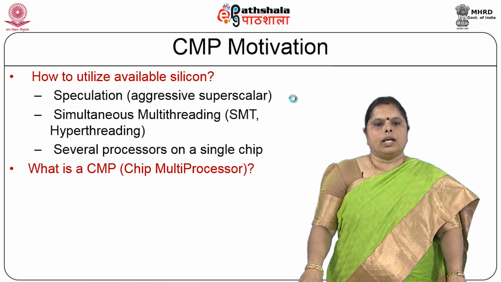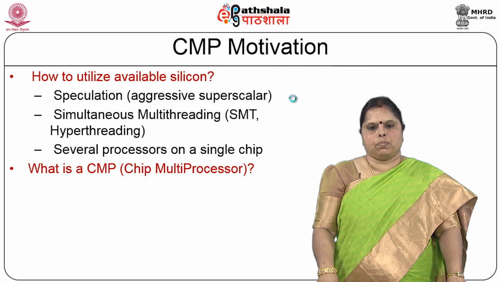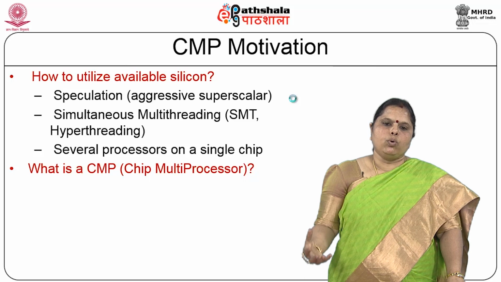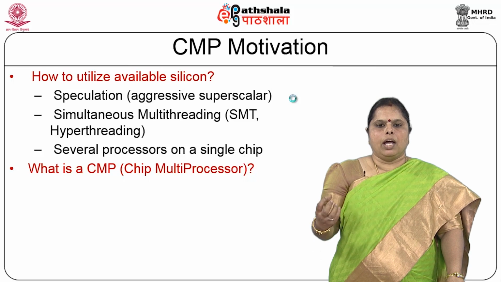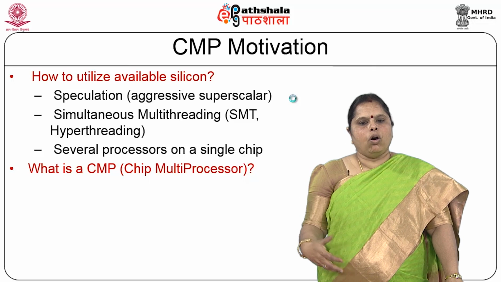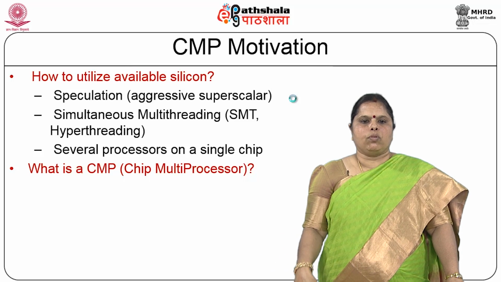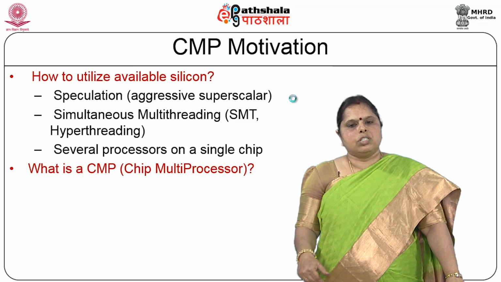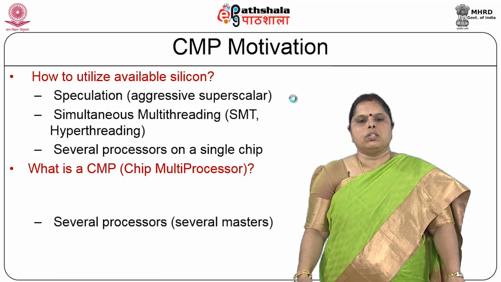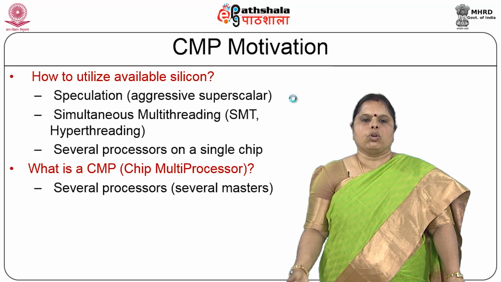The other way of looking at it is, can you have several processors on a single chip? There are different ways of trying to utilize the available silicon. Are you going to look at just one core of execution and make that more and more powerful by bringing in all the complicated techniques, or are you looking at several processors on a single chip? That is another way of utilizing your available silicon. Chip multiprocessors take the second approach, where you have several processors on a single chip, or several cores on a single die.